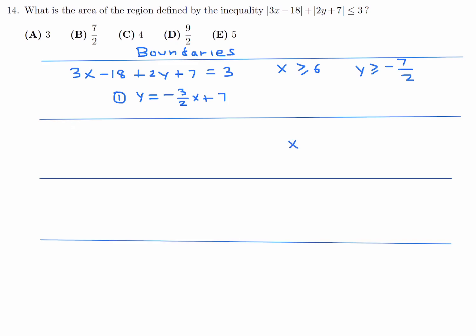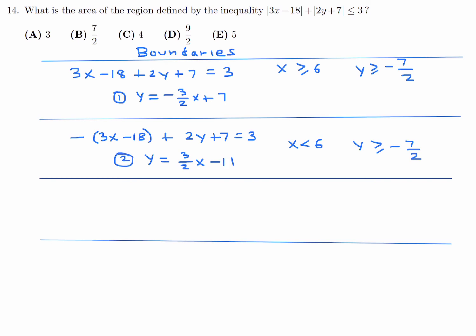The next scenario is when x is less than 6 and y is still greater than or equal to minus 7 over 2. In this case, it will be negative 3x minus 18, and on the other side you just drop the absolute value. So no tricks here, just doing exactly the way you would normally do it. If you isolate for y, you get 3 over 2x minus 11.